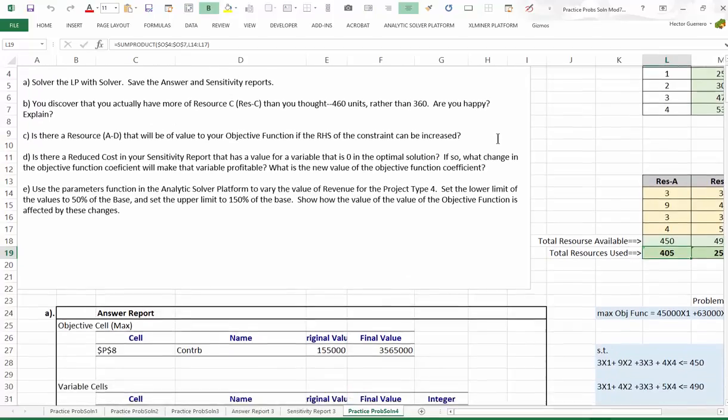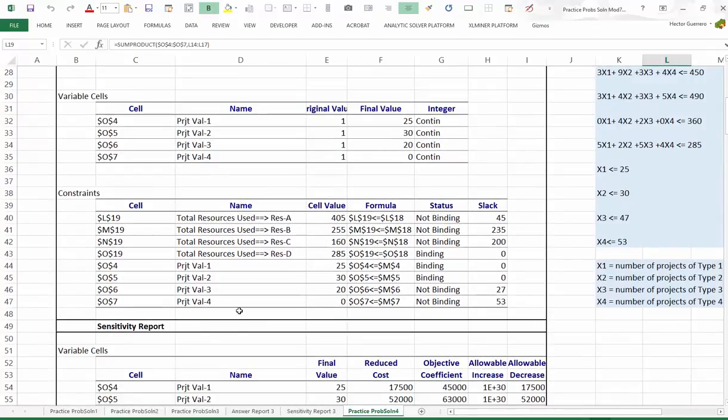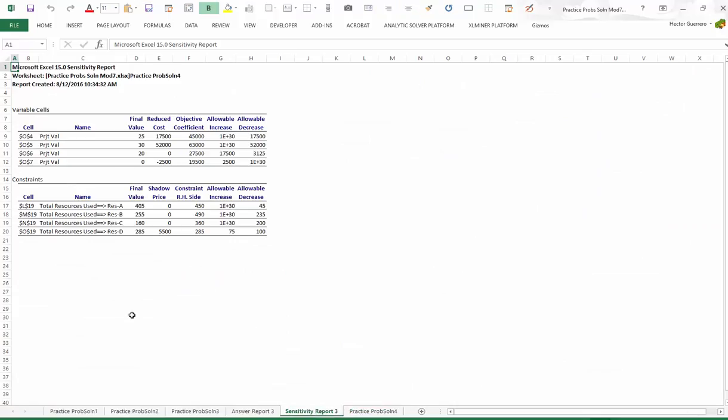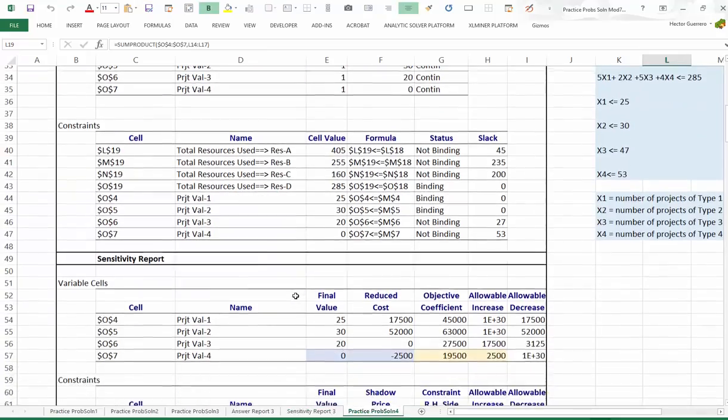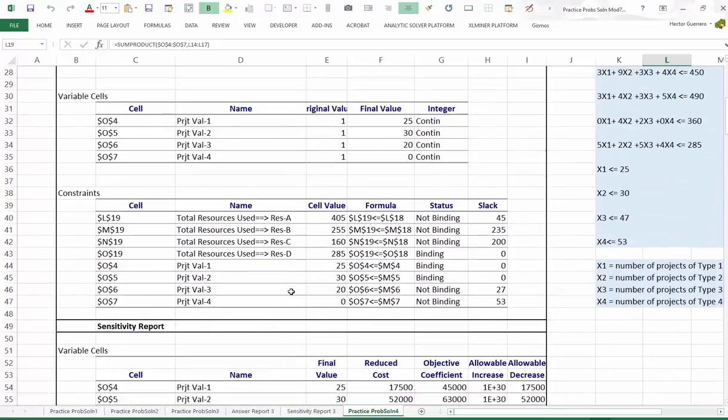So let's take a look at resource C in our solution. Here's the information that we got from our sensitivity report, which was produced, and I copied it and pasted it into our solution. We can see from the solution here that we have the resource constraints, and we want to know if the resource constraints are binding and non-binding. A resource constraint is binding if the left-hand side is equal to the right-hand side. In other words, you've used all of the resource available. In our case, resource C, it's not binding and the slack is 200.